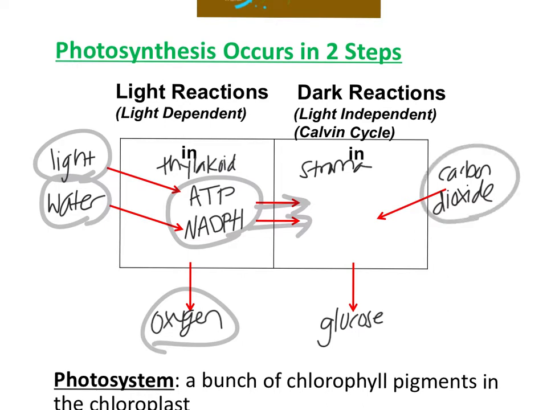The dark reactions is essentially using the energy from these molecules to glue together carbon atoms in hopes of producing glucose. That glucose would then get broken down by the plant, either immediately or later, for energy. So plants will still do cellular respiration to break down that glucose.